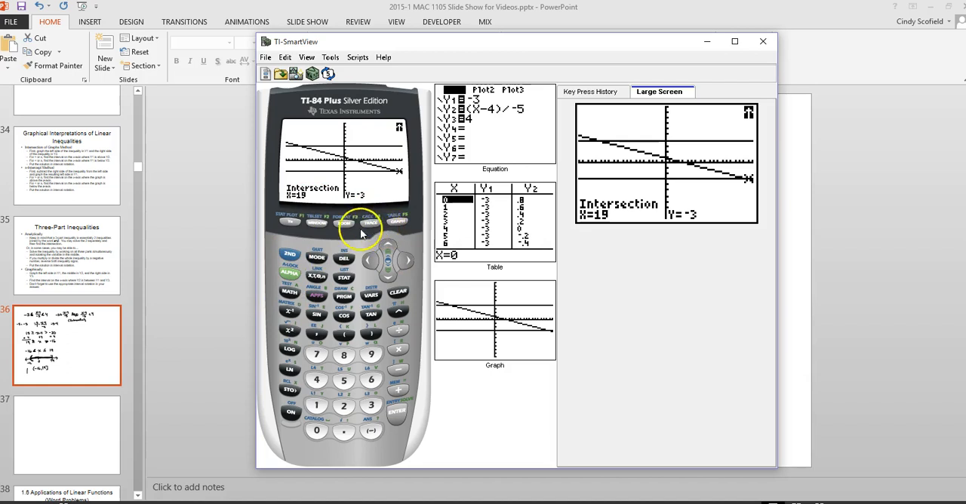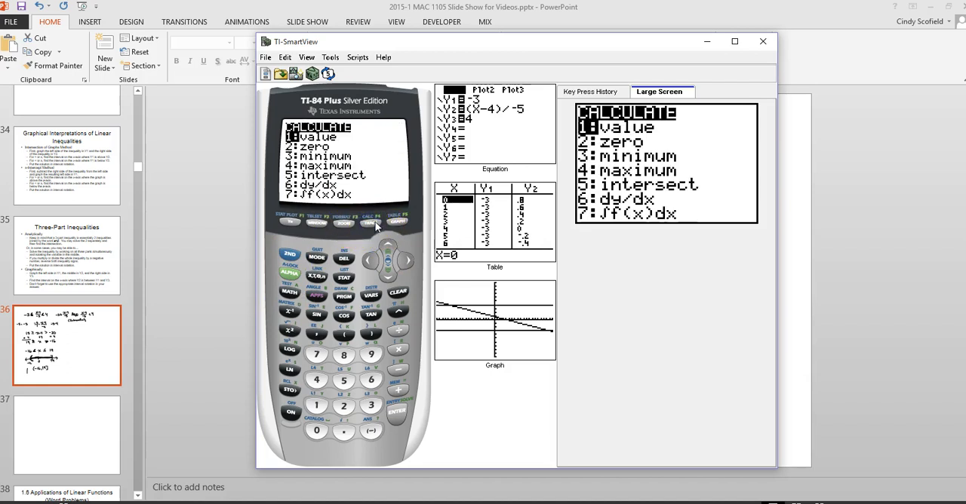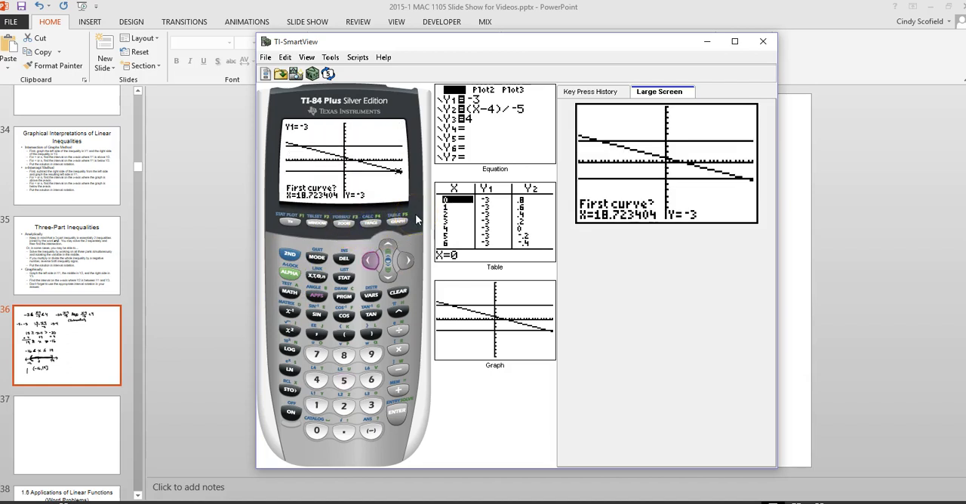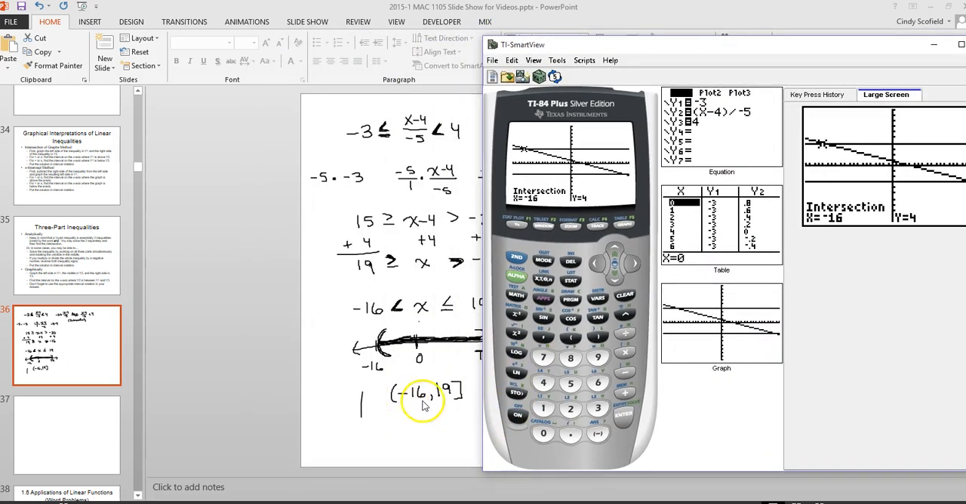And then I can do this again. This time, I don't really want it on this line, so I'm going to use my up or down arrows to switch from line to line. Left and right moves it left and right. Up and down, I'll switch it from graph to graph. And I want to find this intersection over here. Did not go on the one I wanted it to. There we go. And then enter. So that's at negative 16. Exactly what I expected, because I know that my endpoints are negative 16 and 19.